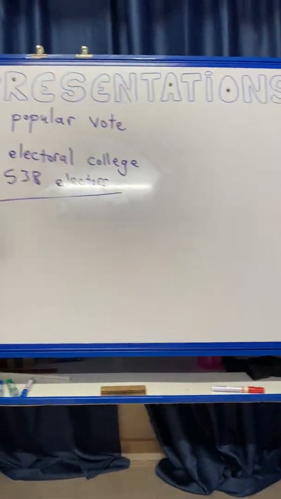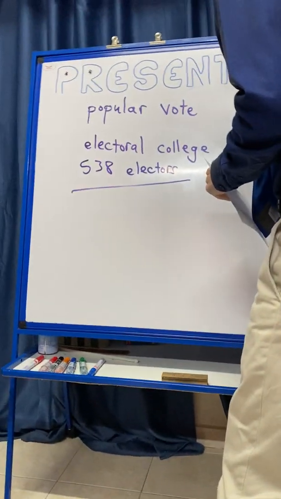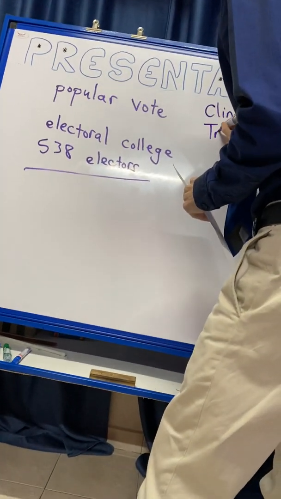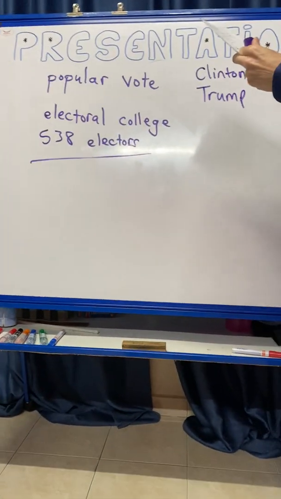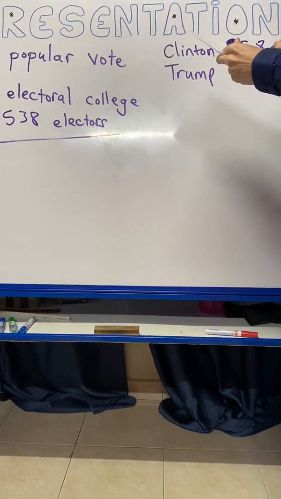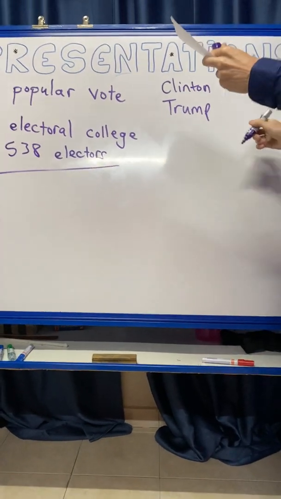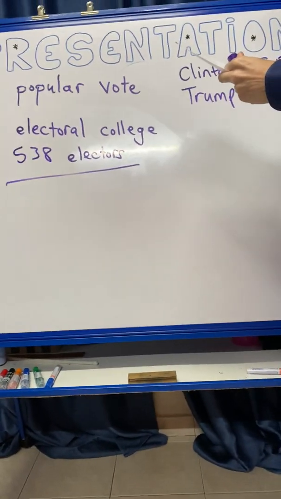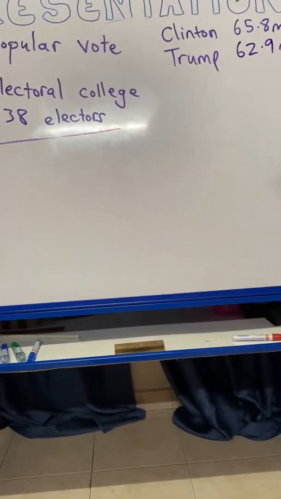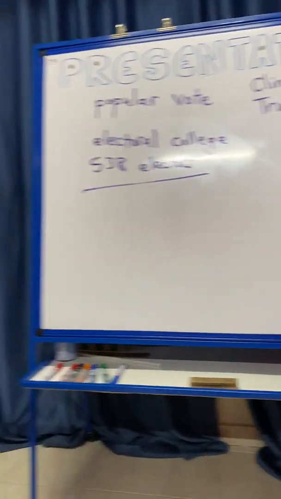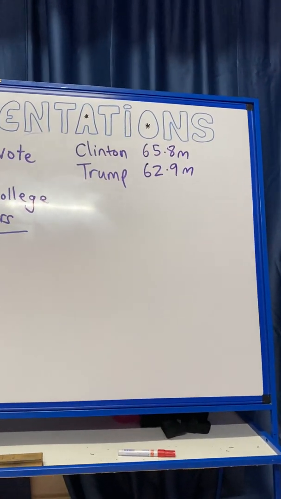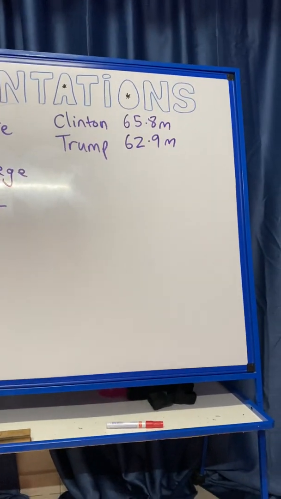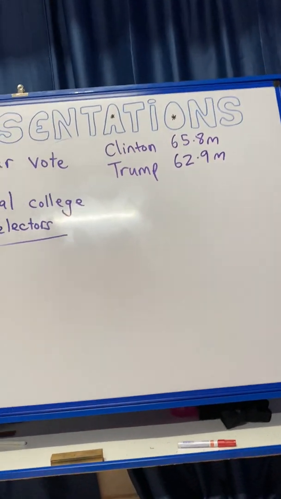An interesting thing here, the popular vote, okay, let's put Clinton and Trump. If we're looking at the popular vote, Hillary Clinton received 65.8 million votes, right? And Donald Trump received only 62.9 million votes. Okay, the number of people that voted for them. So as you can see, Hillary Clinton got around 3 million extra votes, but that is not the way they decide the president, right?